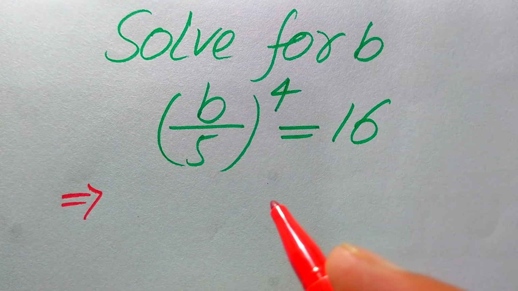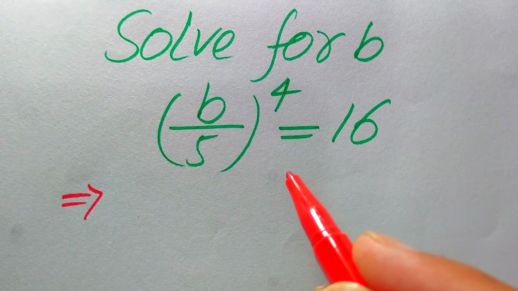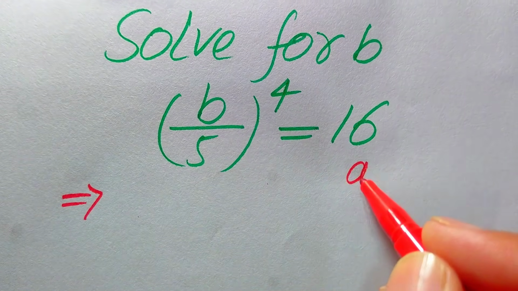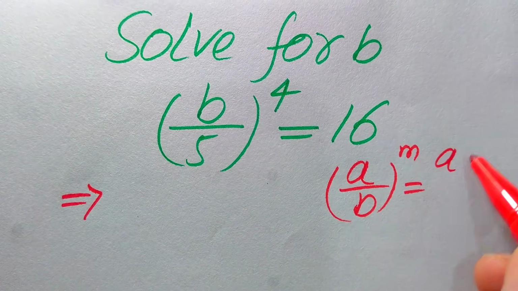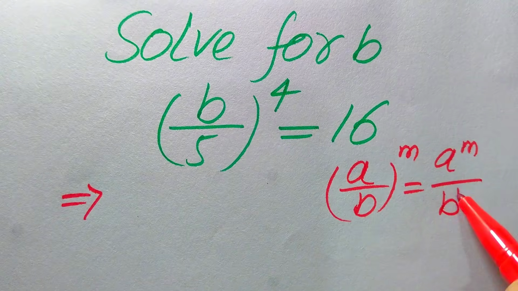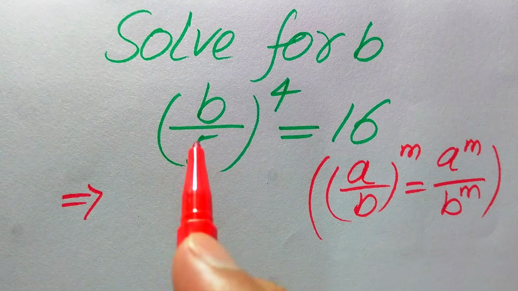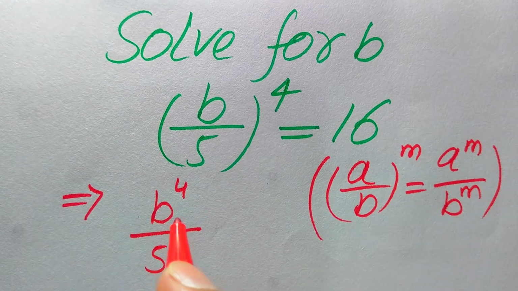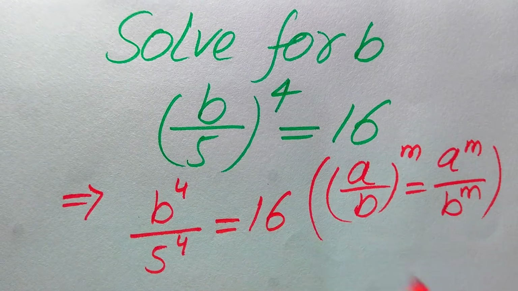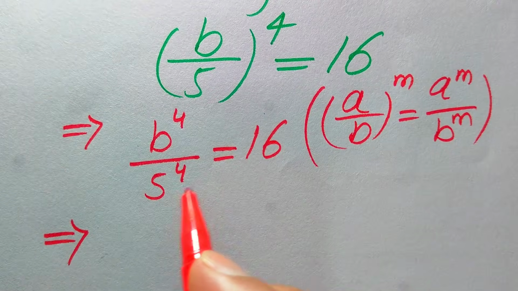The very first thing we need to do is break this exponent, and for this we use the nice exponential rule. You know that if we have a over b and its whole exponent m, this equals a to the power of m divided by b to the power of m. So according to this rule, we break the exponent and write it separately on both values, and this becomes b to the power of 4 divided by 5 to the power of 4, and this is equal to 16.